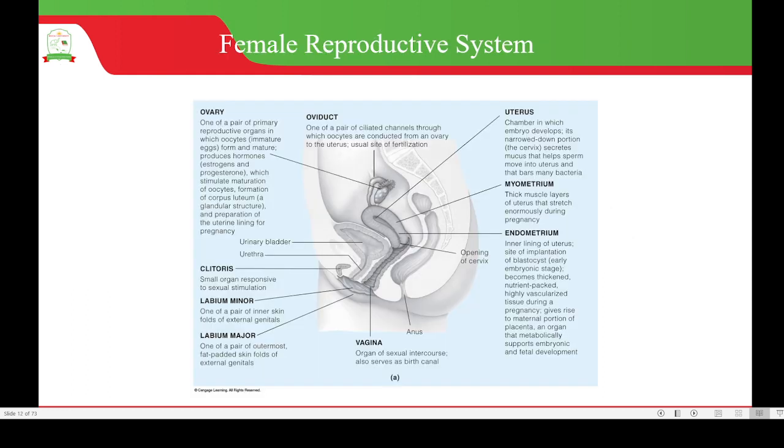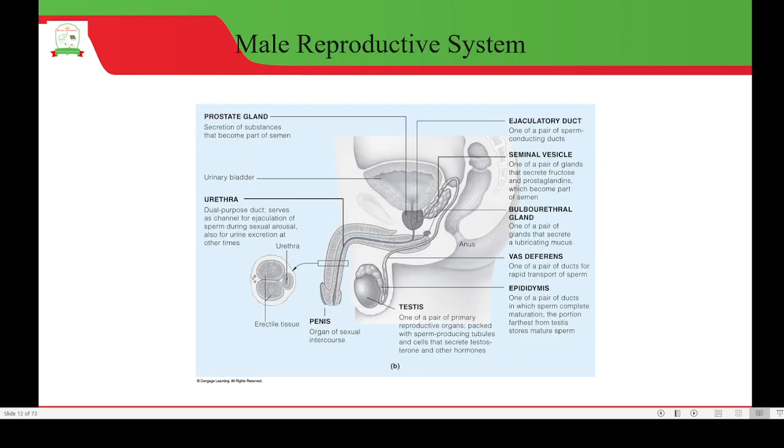So this is the female reproductive system, and this diagram is showing you the different parts of the reproductive system of females. And this is the male reproductive system and the different parts.